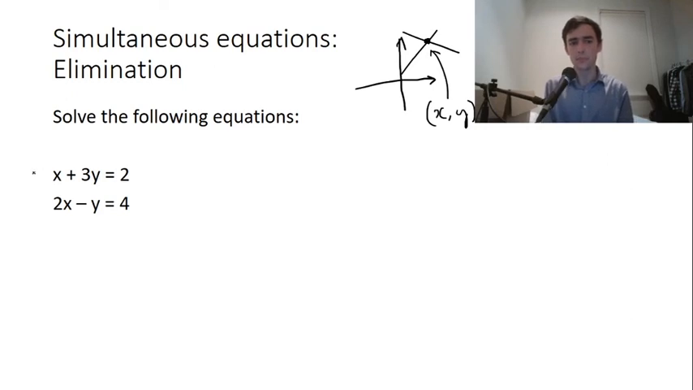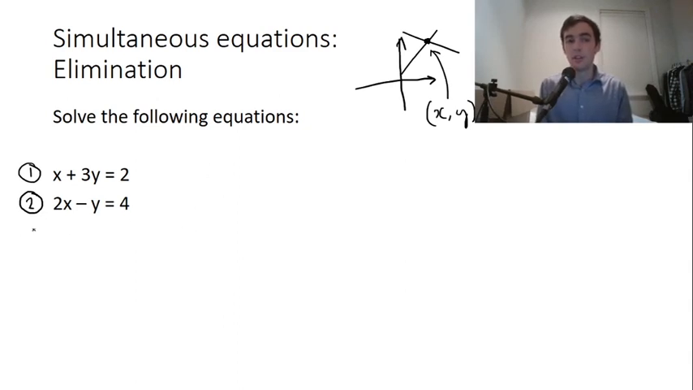Now, the way you find x and y here is by adding or subtracting entire equations. So we're trying to get rid of either x or y. It doesn't matter which one. We're trying to eliminate either x or y. Let me show you one way of doing it.